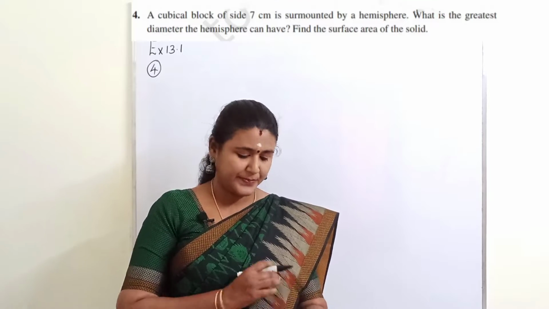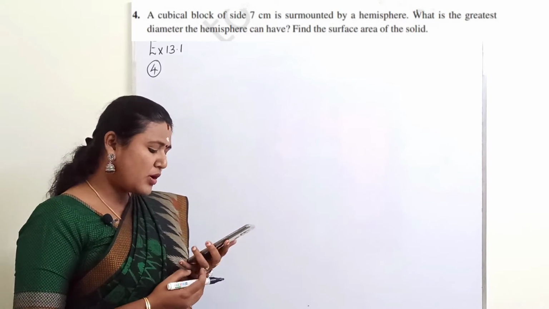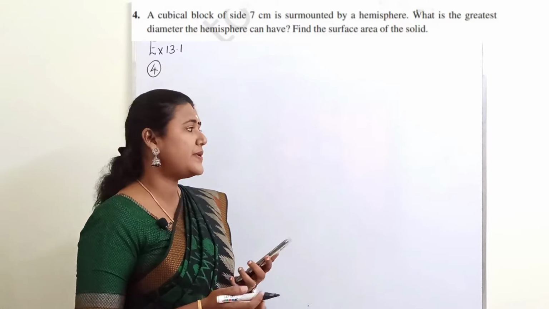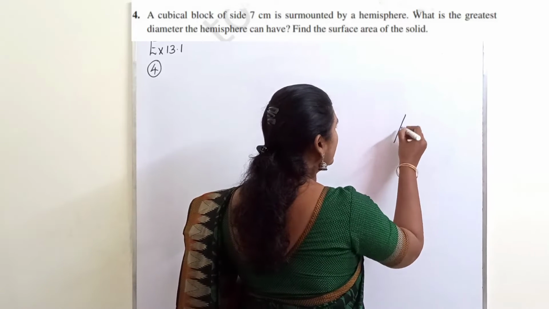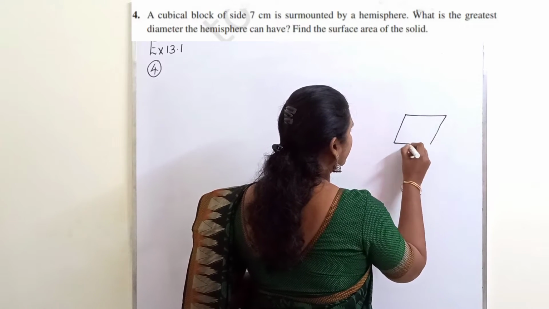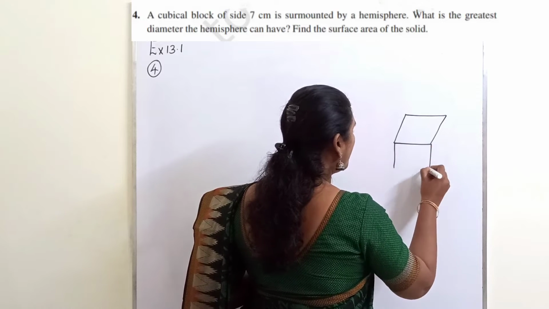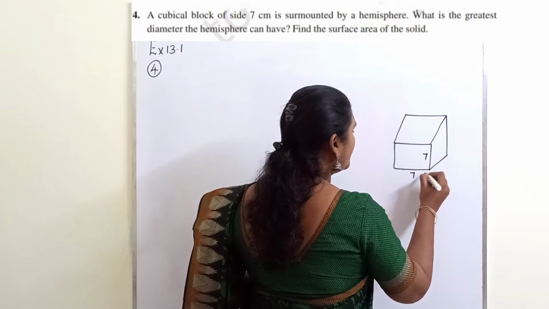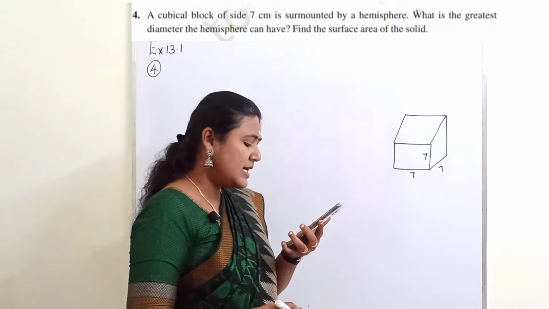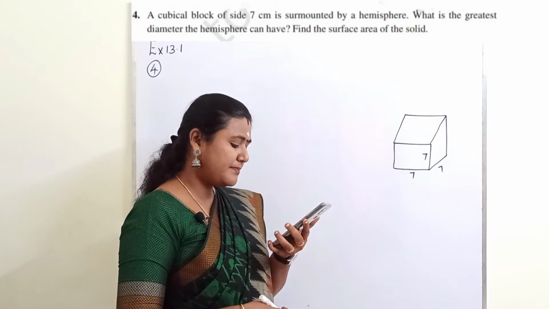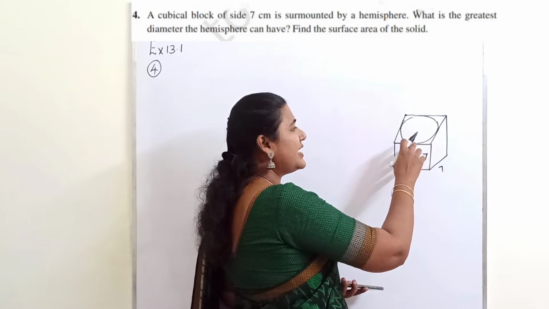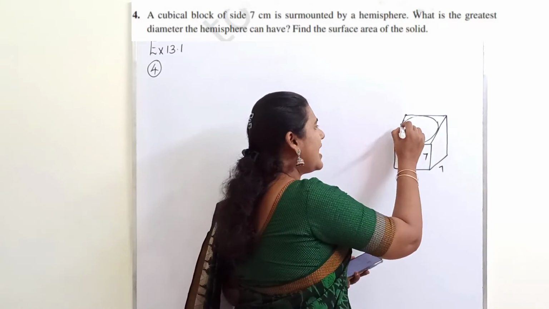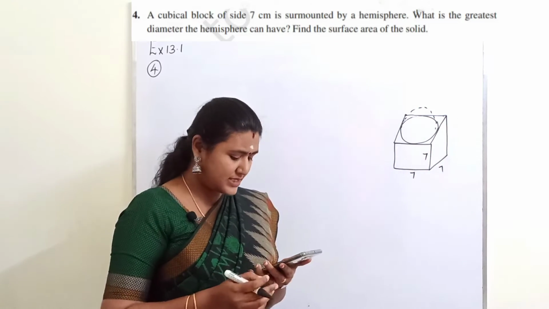Now question number 4. A cubical block of side 7 centimeter is surmounted by a hemisphere. So we have a cube of side 7 centimeter surmounted by a hemisphere. That cube is surmounted by a hemisphere, so we have a hemisphere on the top of this cube.